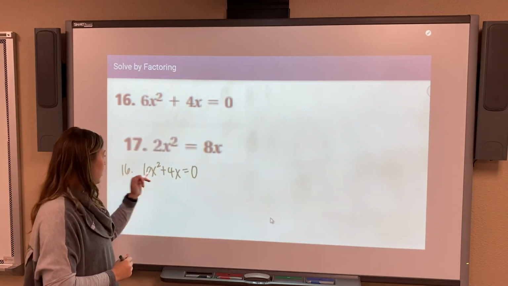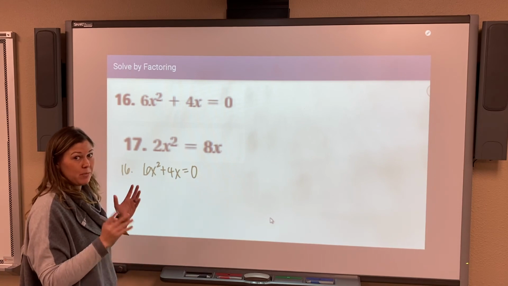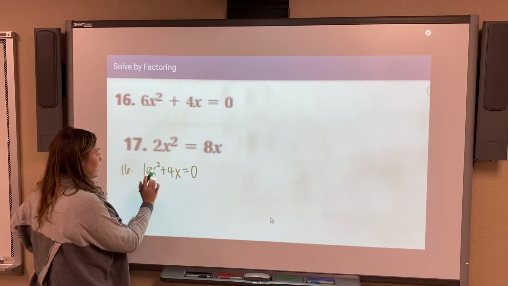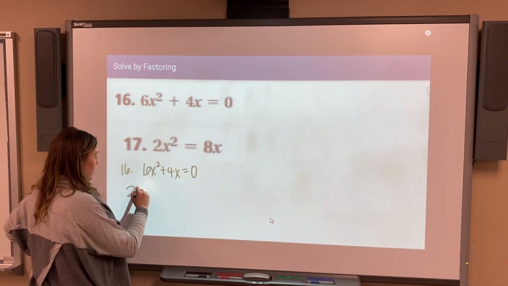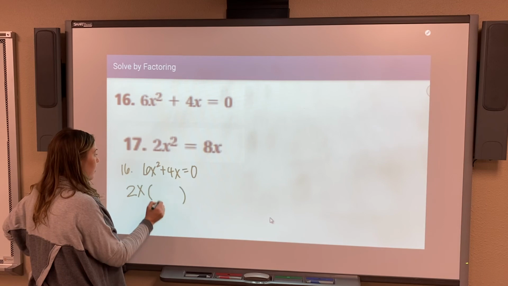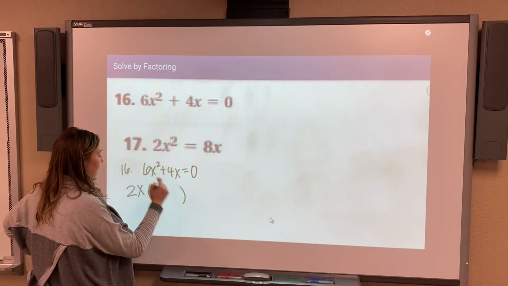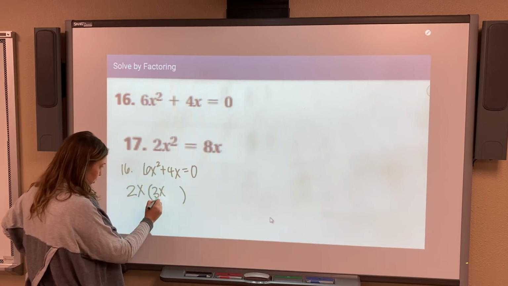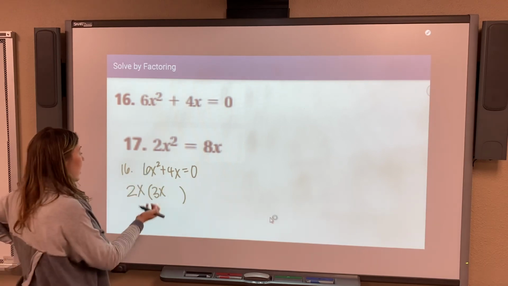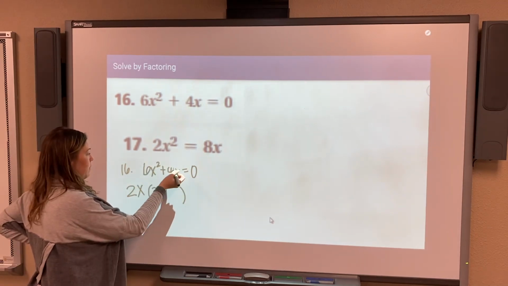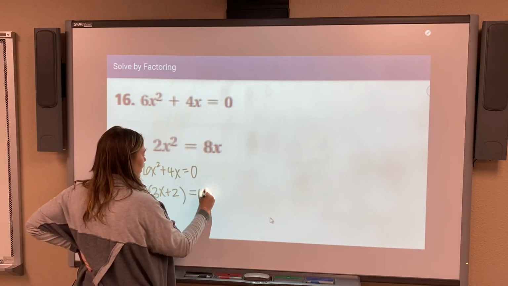Well, 6x squared plus 4x. I said x twice, so we know they at least have an x in common, so we're going to factor something out. 6 and 4, the highest thing they have in common is a 2, and x squared and x also have an x in common, so we factor that out. 6x squared, if we factor out a 2x, leaves us with 3x. Double check, 2x times 3x is 6x squared. Or you can think about dividing it out. 4x, if we factor out a 2x, leaves us with a positive 2 equals 0.